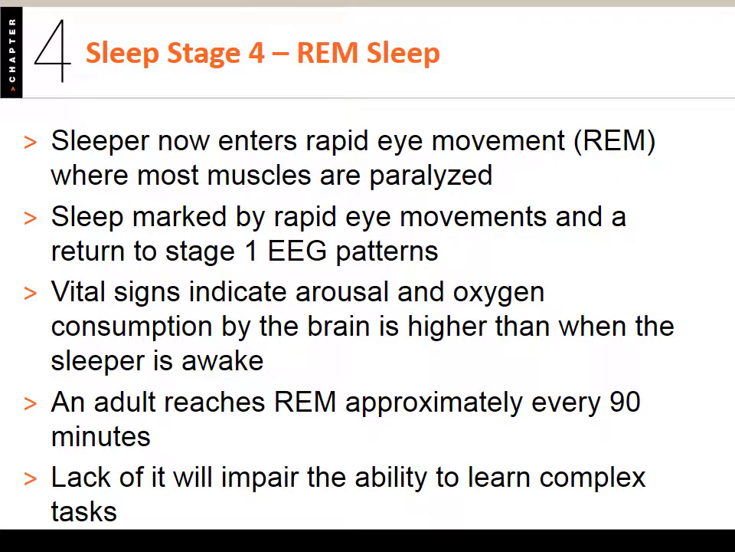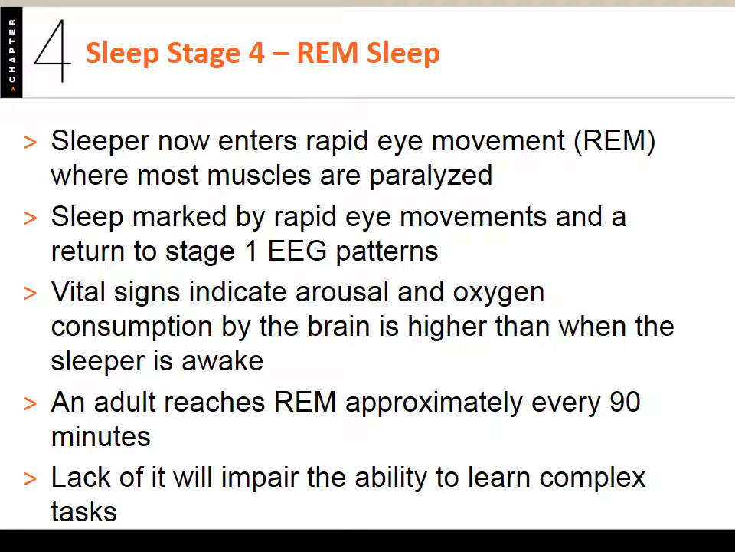Okay, and then there's stage 4, which is REM sleep. Sleeper now enters rapid eye movement, REM, where most muscles are paralyzed. Sleep marked by rapid eye movements and a return to stage 1 EEG patterns. The vital signs indicate arousal and oxygen consumption by the brain is higher than when the sleeper is awake.